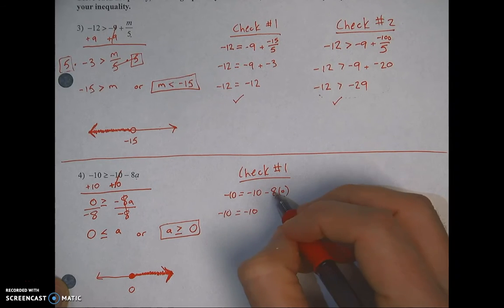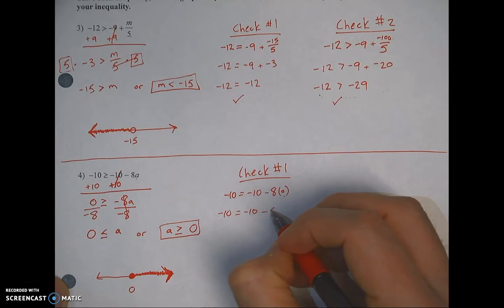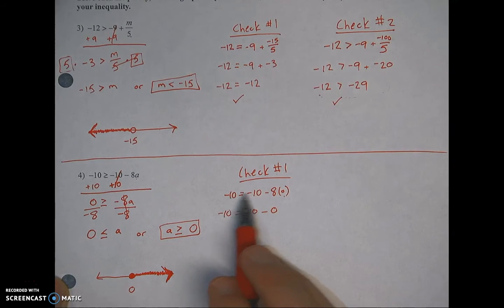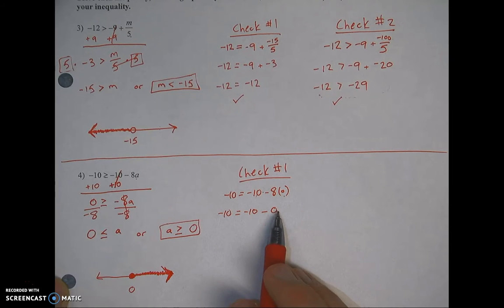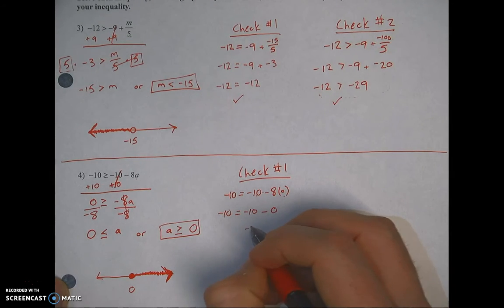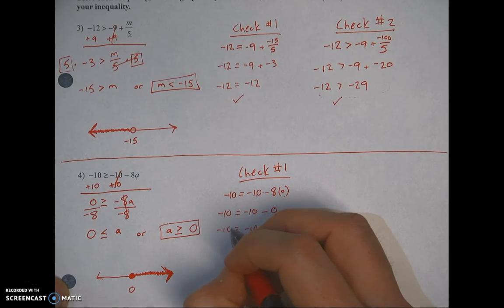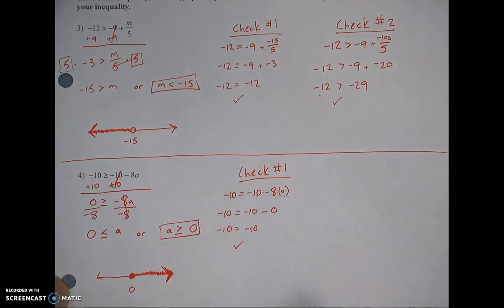First thing I'm going to do is multiply 8 times 0, which is 0. Notice I didn't do anything with everything else. Everything stayed except 8 times 0 is 0. Now you just finish it off. Negative 10 minus 0 is negative 10. Both sides come out equal, so my check is good. Which means 0 is the right number.